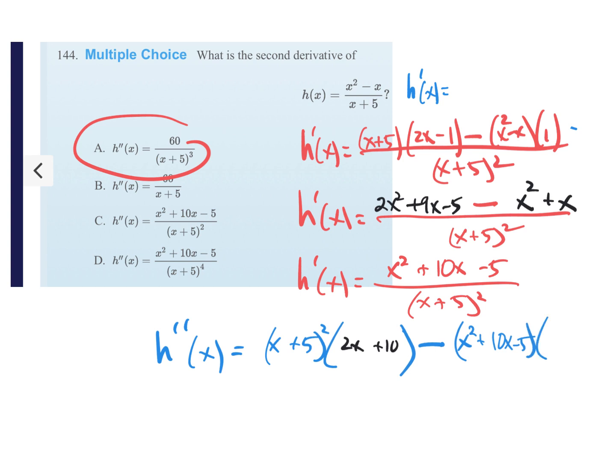the derivative of the denominator is 2 times x plus 5 to the first power, and then times the derivative of x plus 5, which is just 1. So all over low squared.